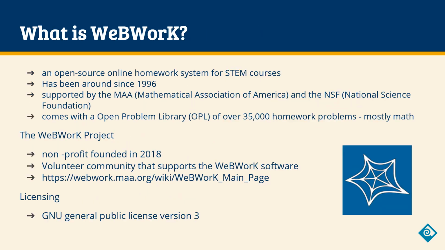So we used WeBWorK for our online homework system. So what is WeBWorK? It's an online homework system that's been around since 1996. It was started by the Mathematical Association of America. It comes with an open problem library. It already has about 35,000 homework problems. Unfortunately, mostly these are math. There aren't many chemistry problems in there currently.